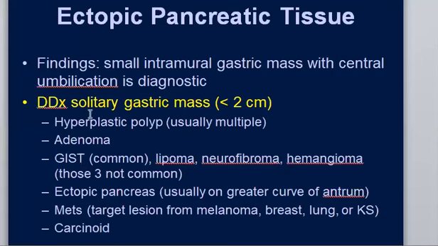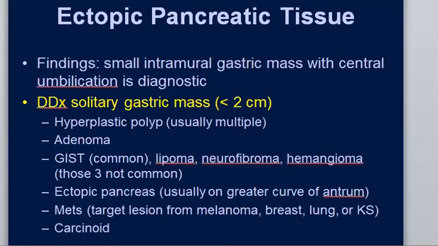So this is what is called solitary gastric mass, less than 2 centimeters. When you find an intramural gastric mass with central enhancement, think about this, but don't forget the ectopic pancreatic tissue, which is this case. Okay? Let's have a look again. Ectopic pancreatic tissue with central enhancement.